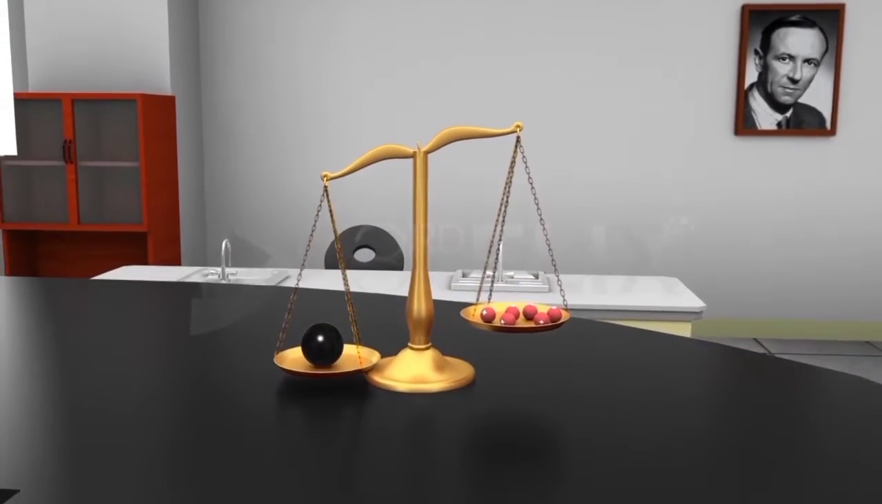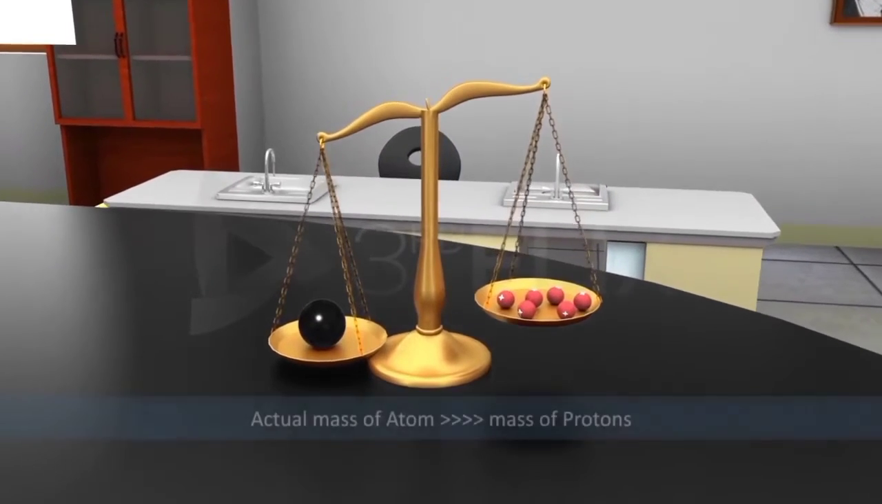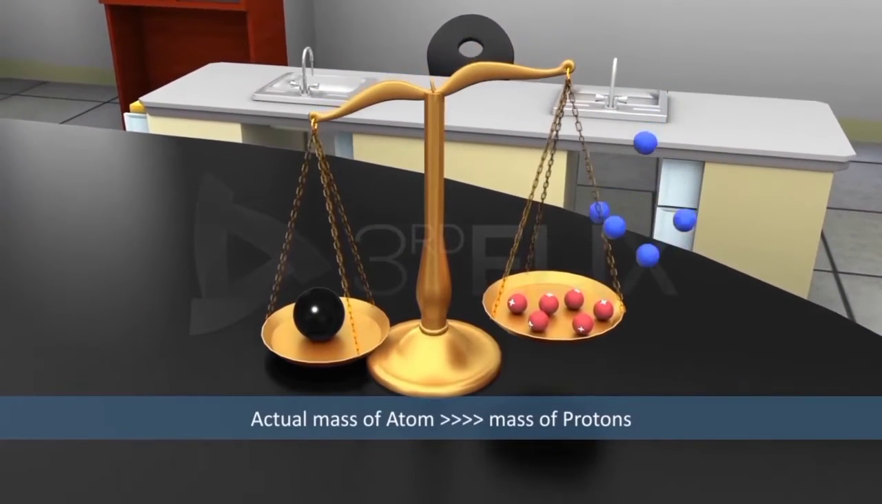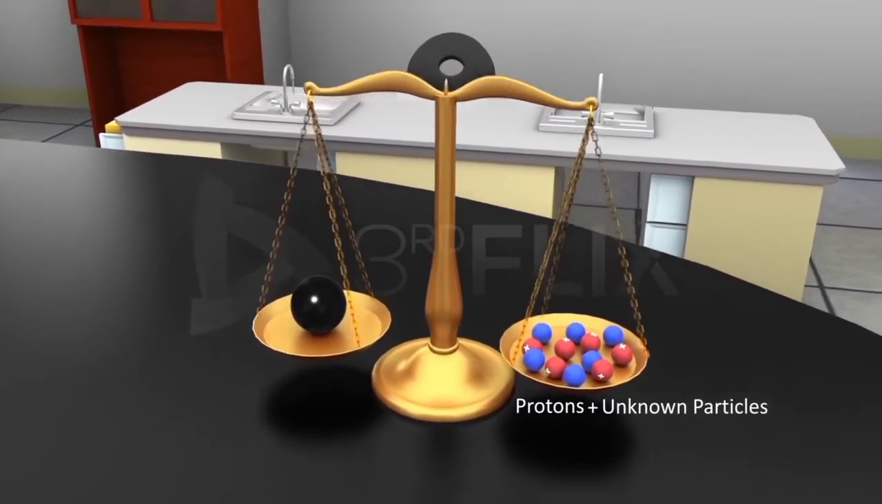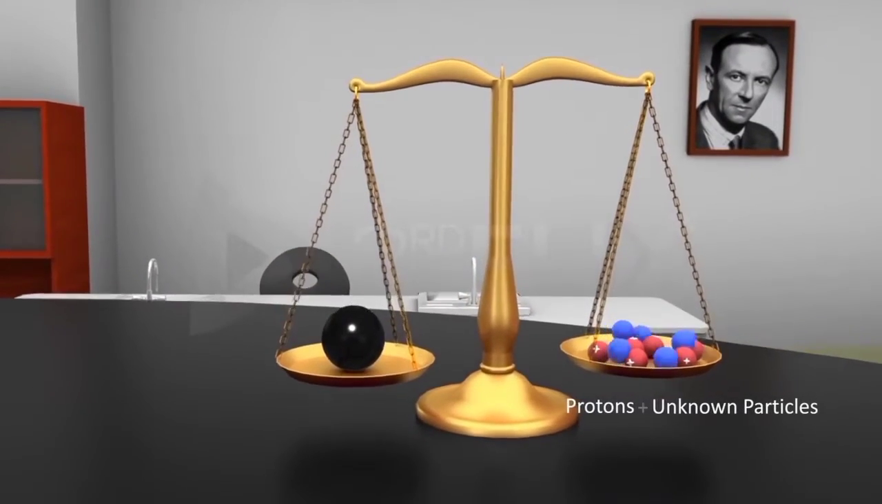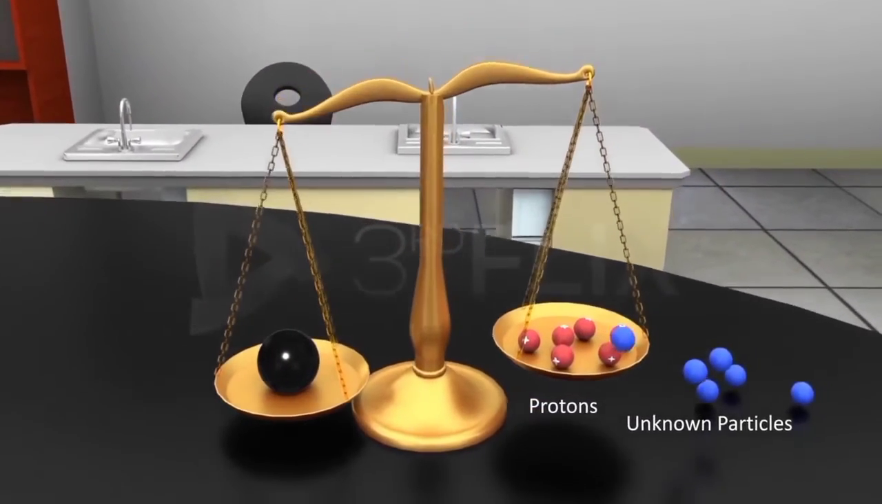Experimental studies proved otherwise. The mass of the protons was found to be much less than the actual mass of an atom. It was thus concluded that the excess mass was due to some other particles that had considerable mass.